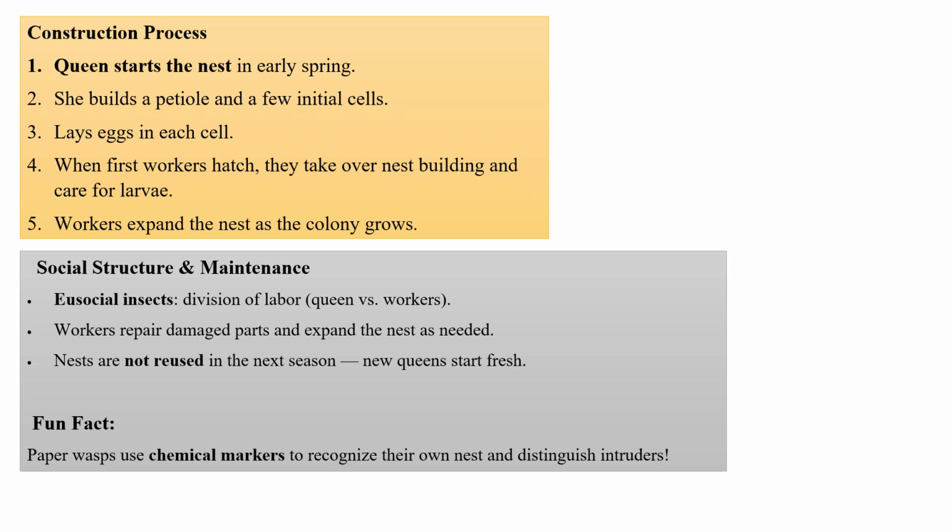Okay, now what is the construction process? The queen will start the nest in early spring. So usually the queen will start preparing the nest. She will build the petiole and only a few initial cells. So who is the founder? The founder is the queen paper wasp. She takes the initiative and forms the initial cells. Now she will lay eggs into each cell.